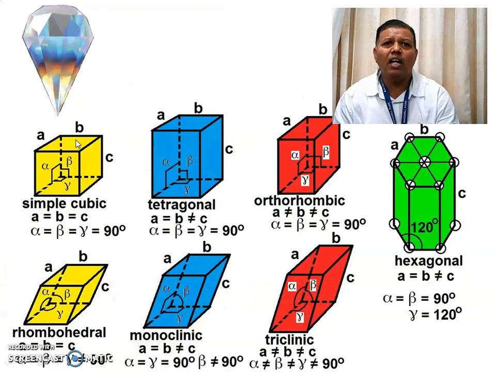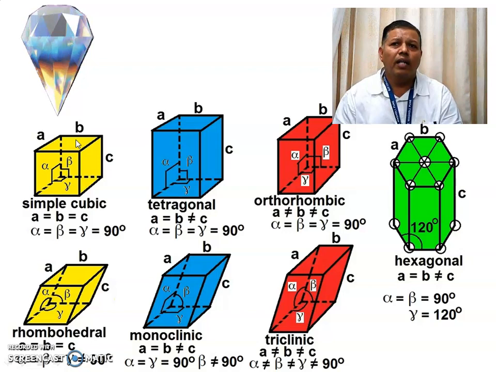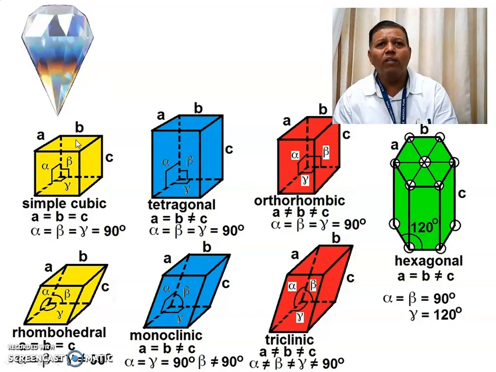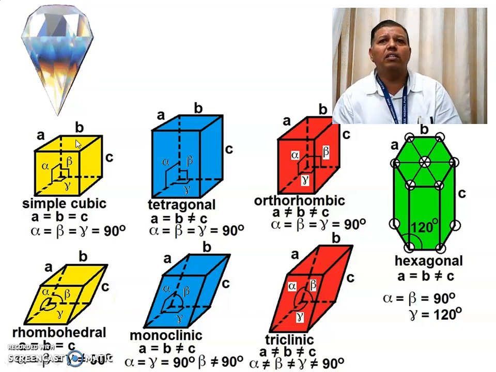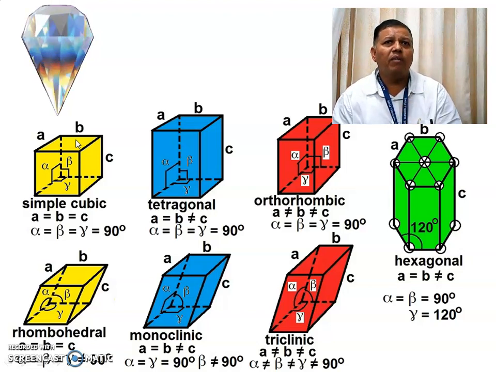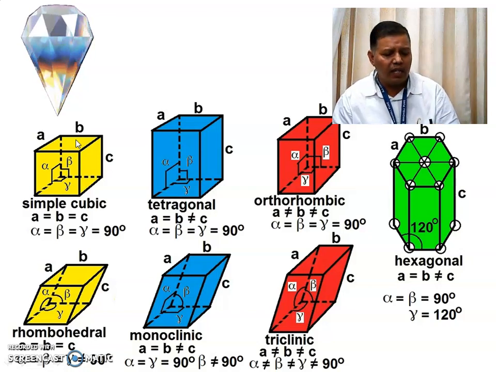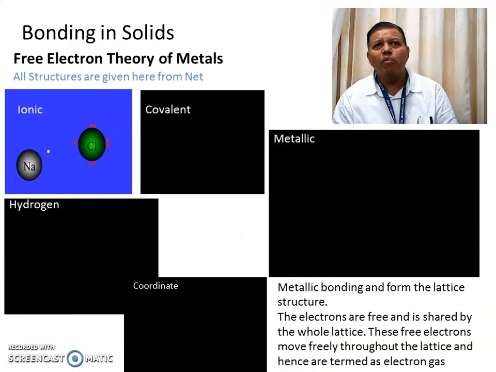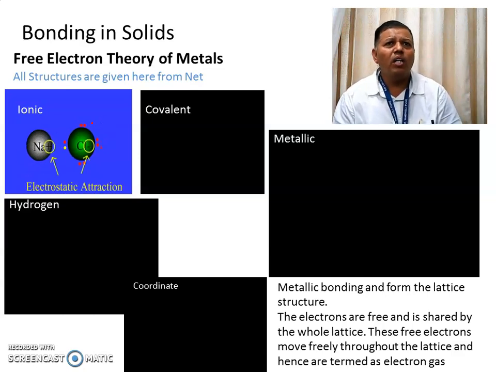Now these unit cells are further divided into simple cubic, tetragonal, orthorhombic, hexagonal, rhombohedral, monoclinic and triclinic, according to the difference in their sides as well as the difference in angles. These 7 types are there, and each is classified as face centered, body centered and simple cubic. They are classified in these three types. Now, when we think about the bonding in solids, with respect to the free electron theory, all structures are given in the form from the net.